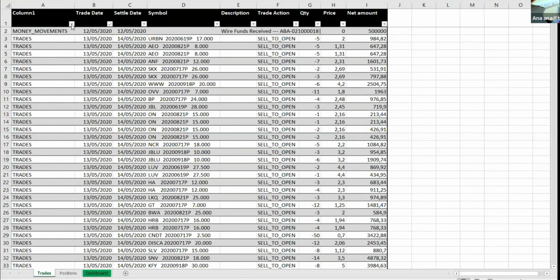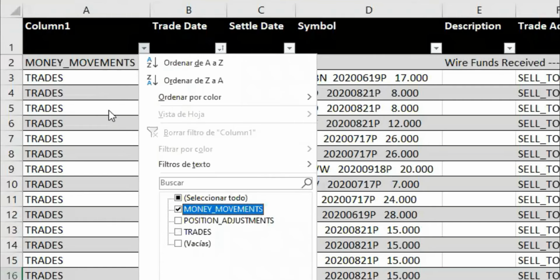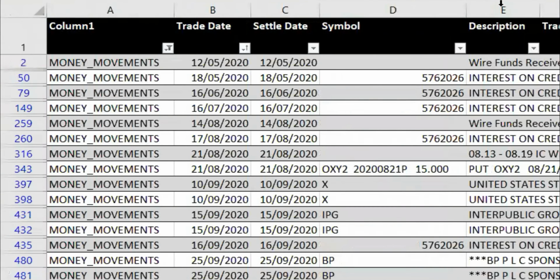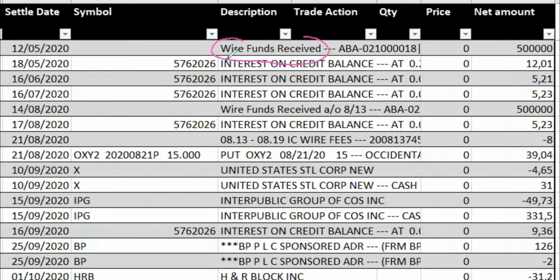In column 1 here, we can see that there are several inputs. The first one is called money movements. What does money movements include? When funds are received or withdrawn, it could be written here. There's also interest on credit. This is interest that we're getting on the money that has not been used yet in the account. It's the money that's there unused. We get an interest every month.